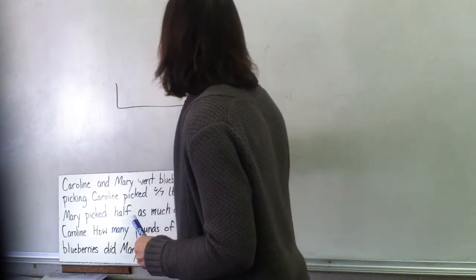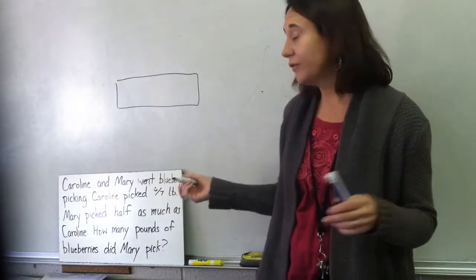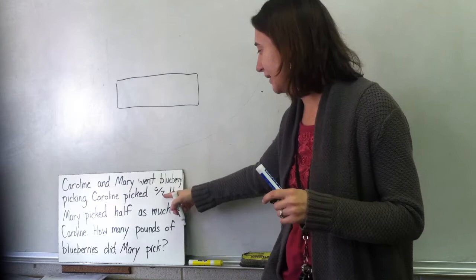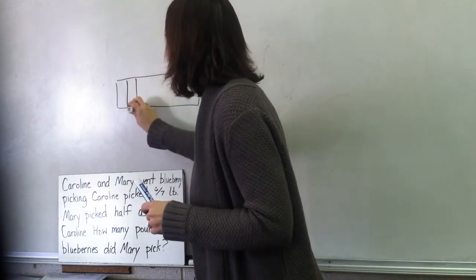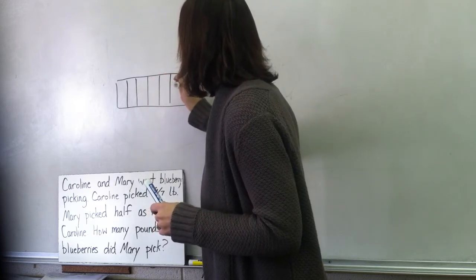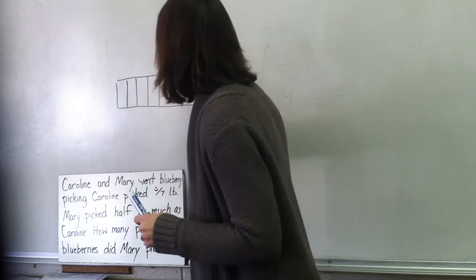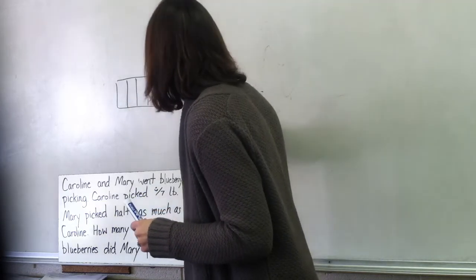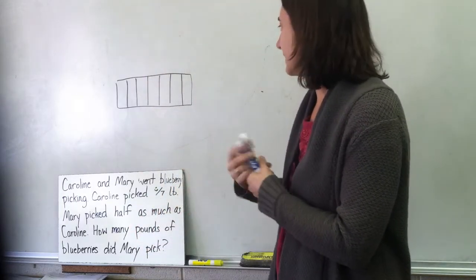So we need to draw something and divide it into how many equal pieces? Well, hopefully you said 7 because the denominator tells us that. So here we go. There's 1, 2, 3, 4, 5, 6, 1, 2, 3, 4, 5, 6, 7. Yeah, that one looks a little bit too big, so we'll make it smaller. Okay, and we're going to color in 6 of those.